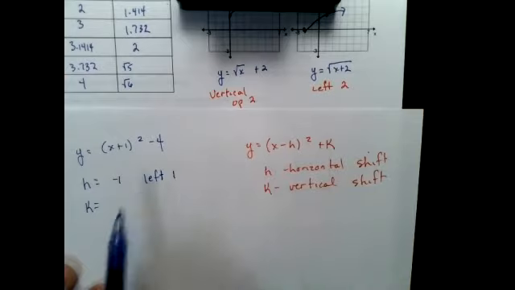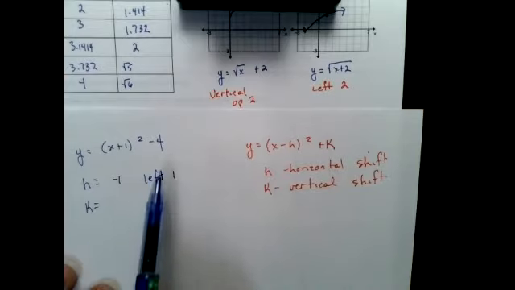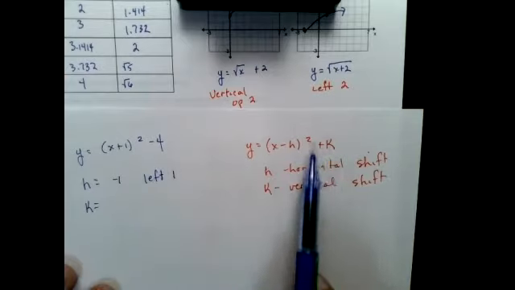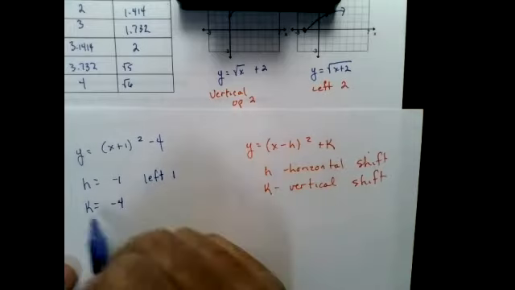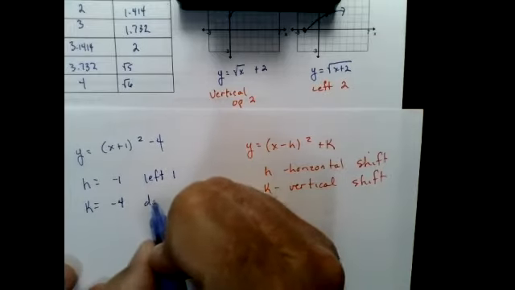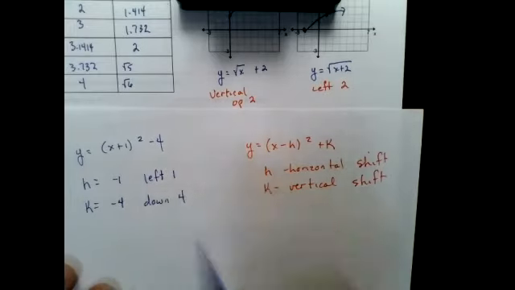Okay. In this case, my k is -4. -4, which means, and again, this is my vertical shift, down 4.